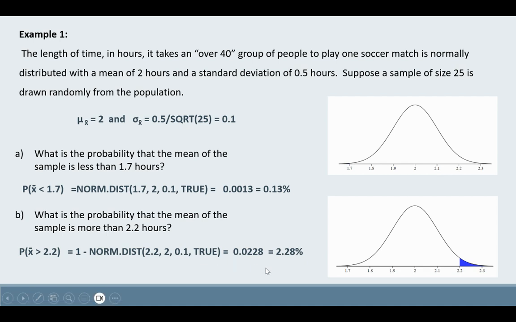You could technically use the empirical rule here, right? Because that's more than 2 standard deviations above the mean. We'll talk about that later.